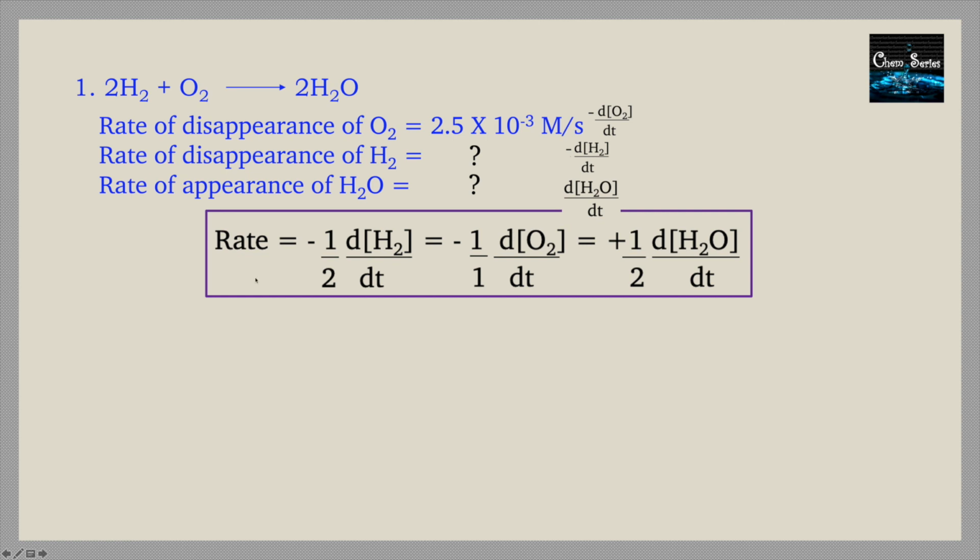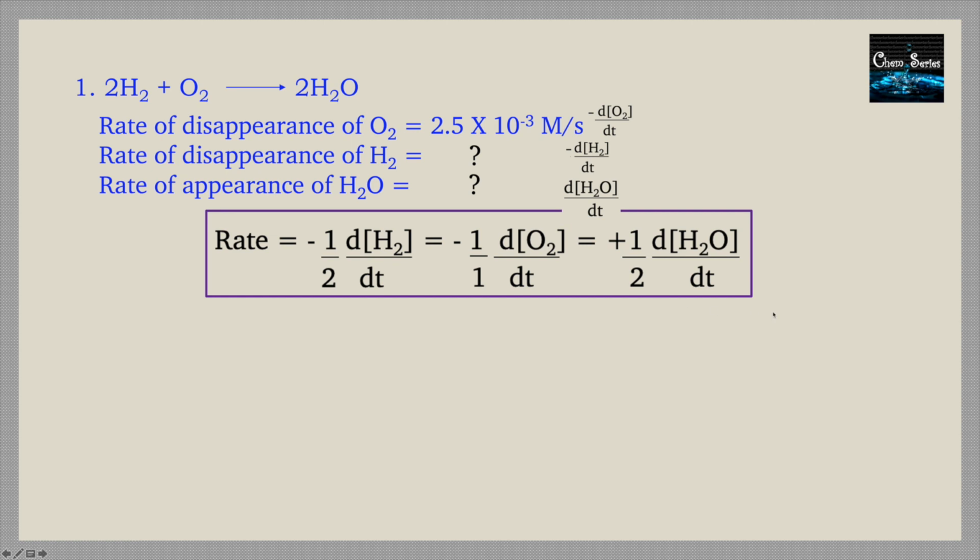So coming to the rate equation, we have to write the rate equation for this reaction so that it will be easy for us to solve this problem. So rate will be equal to minus 1 by 2 dH2 by dt, that is equal to minus 1 by 1 dO2 by dt, that is equal to plus 1 by 2 dH2O by dt. So all the stoichiometric coefficients are written in the denominator. Okay, and for the reactants, the rate is written with negative sign, and for the product it is written with positive sign.